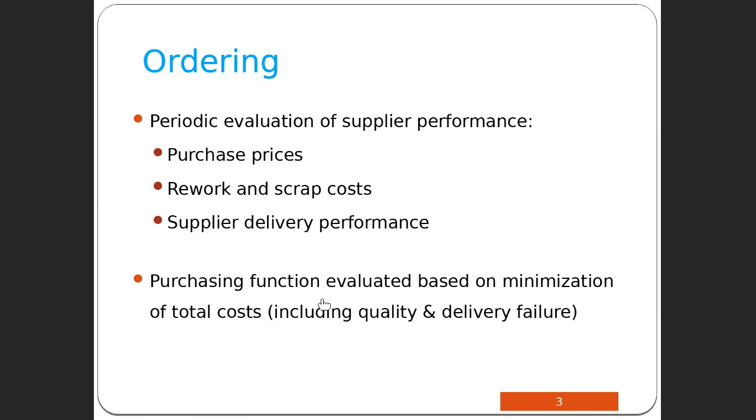And the purchasing function is evaluated based on minimization of costs, including quality and delivery failure. Now, the purchasing agent's job is evaluated based on the minimization of cost while maintaining the quality, right? So whoever is supposed to select the supplier, their job is also evaluated based on how the supplier performs, because they are the ones who selected the supplier and they are the ones who are dealing with the supplier, right? So this is something that is done as well.